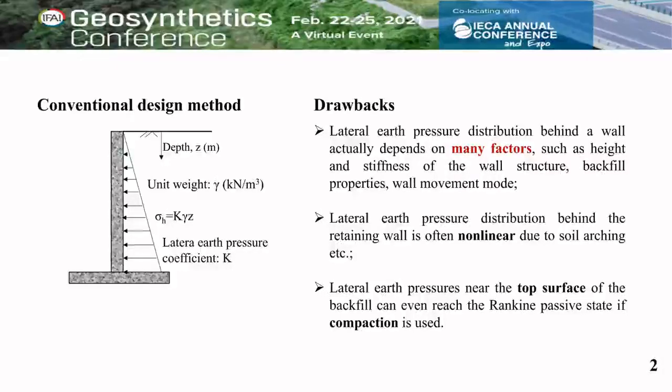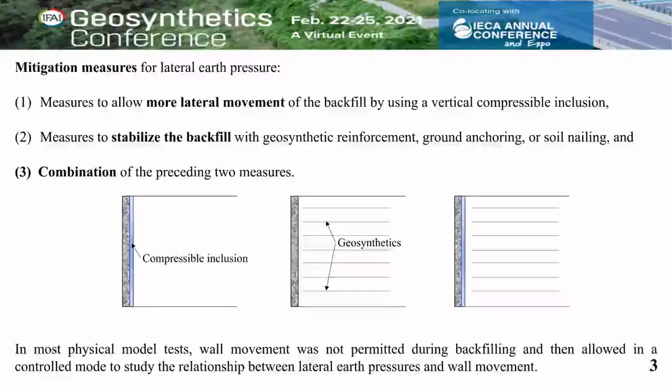Lateral earth pressure distribution behind the retaining wall is often nonlinear due to soil arching when the retaining wall has some movements. Lateral earth pressure near the top surface can even reach up to the Rankine passive state due to compaction. There are three methods to reduce the lateral earth pressure for the retaining wall.